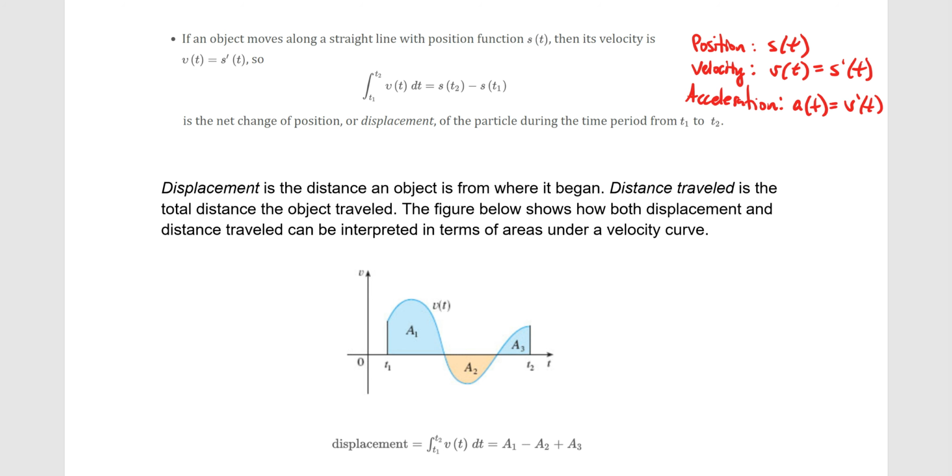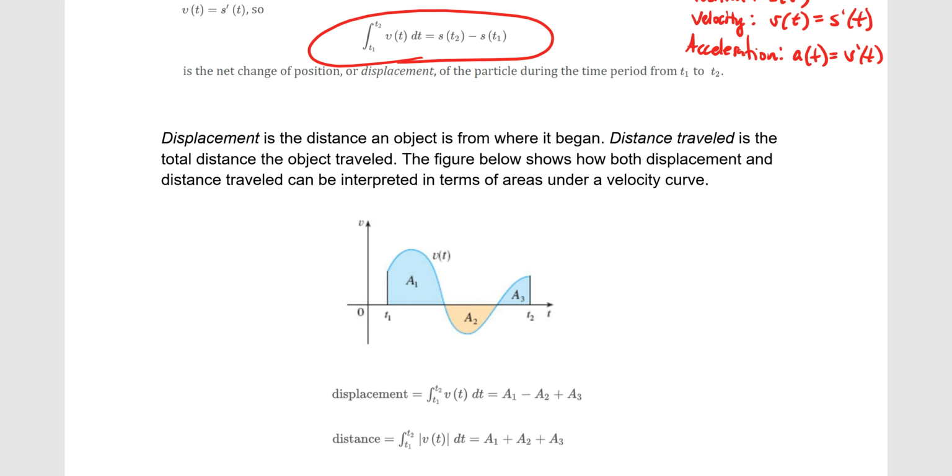Okay, so from that, we get this setup right here using the fundamental theorem of calculus 2. We have the integral from t1 to t2 of v of t dt. That's going to represent the difference in position or displacement. So taking the integral of velocity over some time frame gives us the change in position, the net change in position, which is called displacement from t1 to t2.